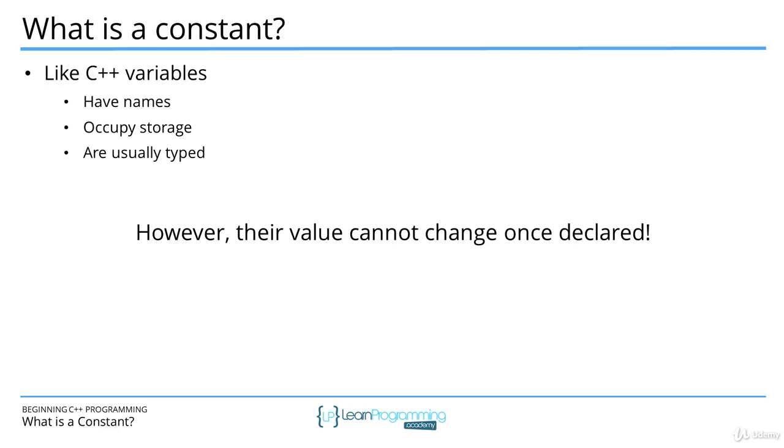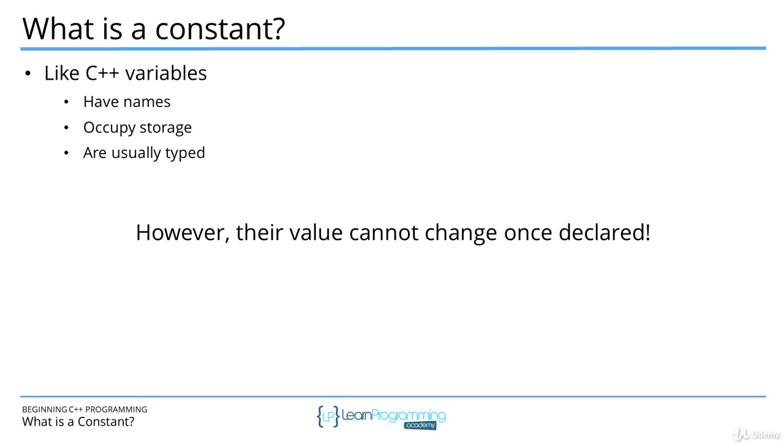The big difference between variables and constants is that, unlike variables, the value of C++ constants cannot change once they're declared. For example, if I declare age to be a constant integer and assign 21 to it, then the value of age will always remain 21, and I won't be able to change it. If I try to change it, I'll get a compiler error.